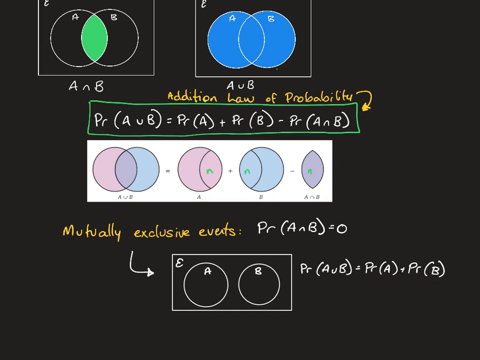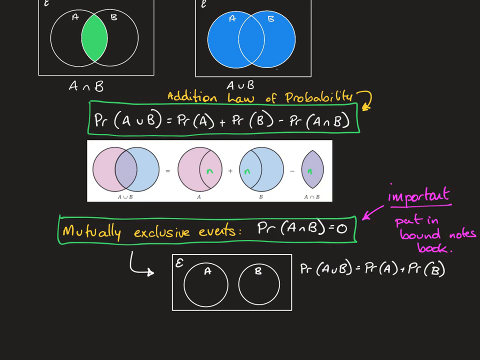Now, it is common that they expect you to remember the fact that if two events are mutually exclusive, that implies that the intersection between the two is 0. You'll see that multiple times when you're doing practice exam questions, that they assume that you remember that. So make sure that you put that into your notes book.